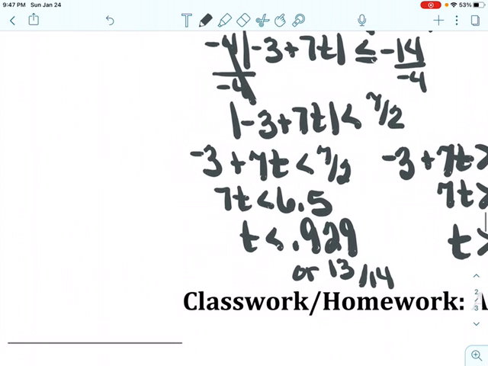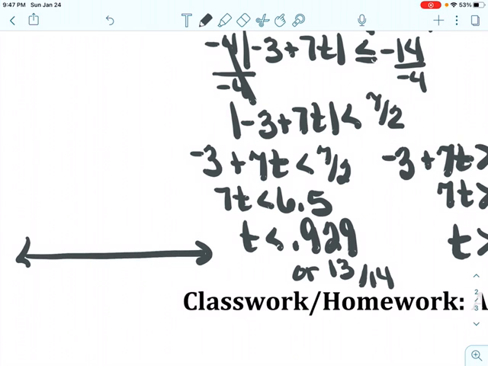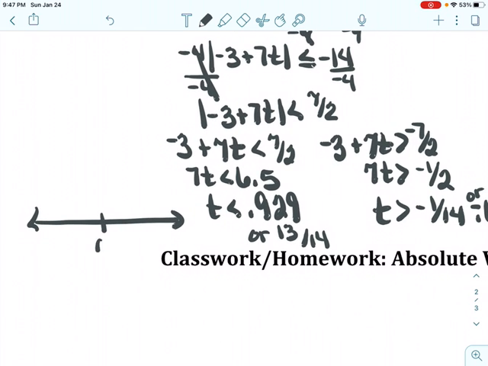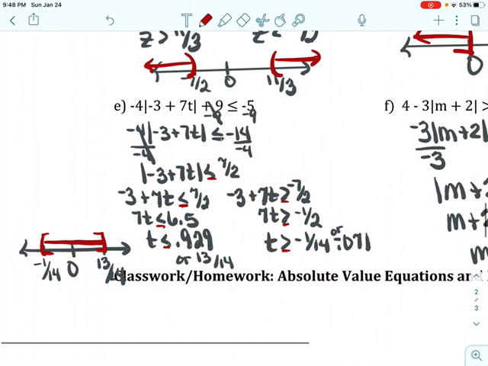Okay, so I ran out of room for my graph here. Let's just see if I can squeeze it in over here. What do we got? 0, 13/14. Again, I'm a fraction person. All right, so we want less than 13/14. Okay, so these are all equal to's. Bracket, bracket, between. All right, so why don't you pause the video, take a few minutes, try the other 3 problems, see how we do.